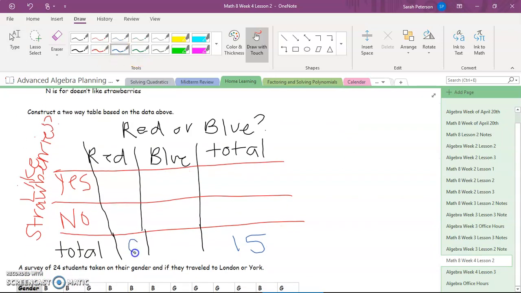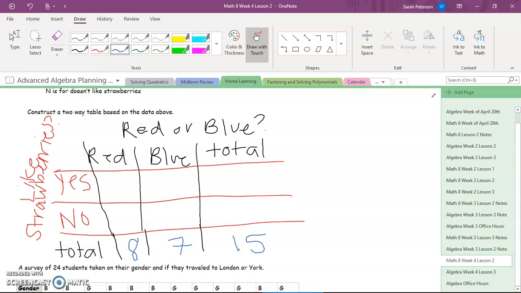So red total 8. Then I think to myself, well, how many people must like blue? 8 plus what is 15? That should be 7. You can double check this, but 8 plus 7 should equal 15. That means if 8 people like red, then 7 people must like blue. So I'm going to do the same thing for yes or no.